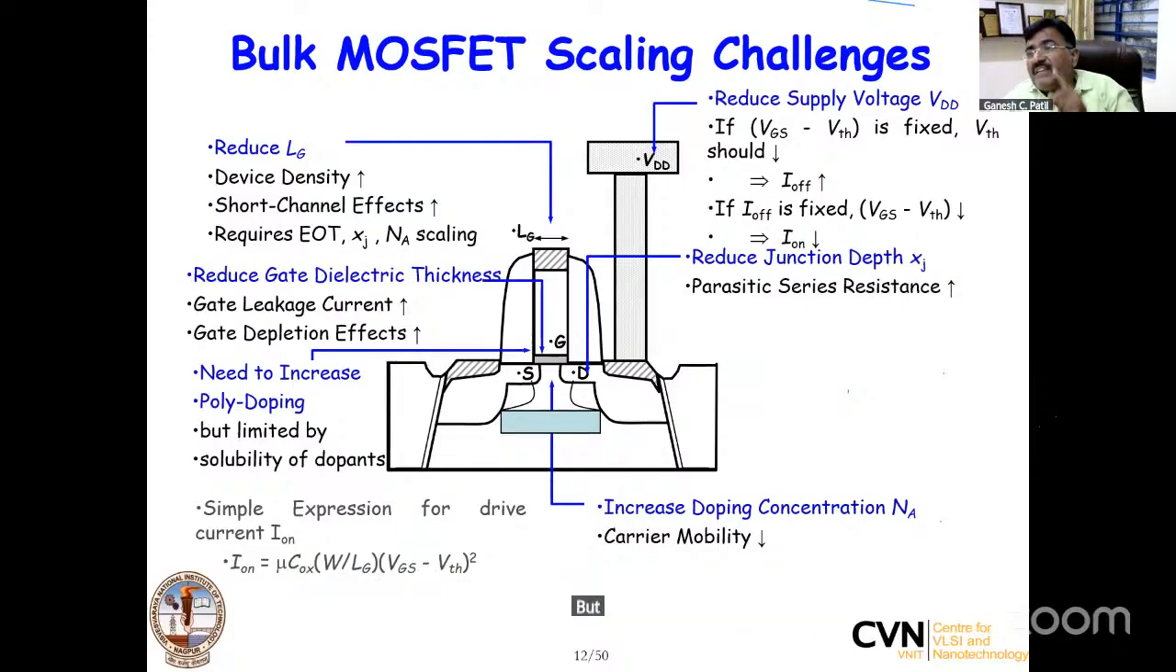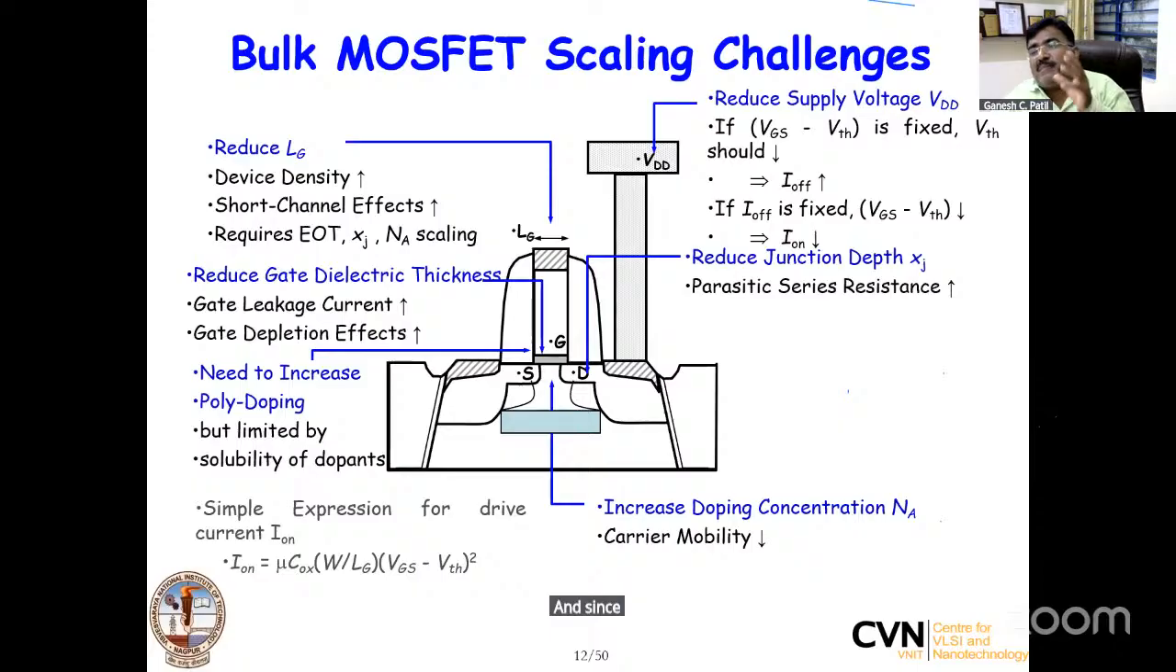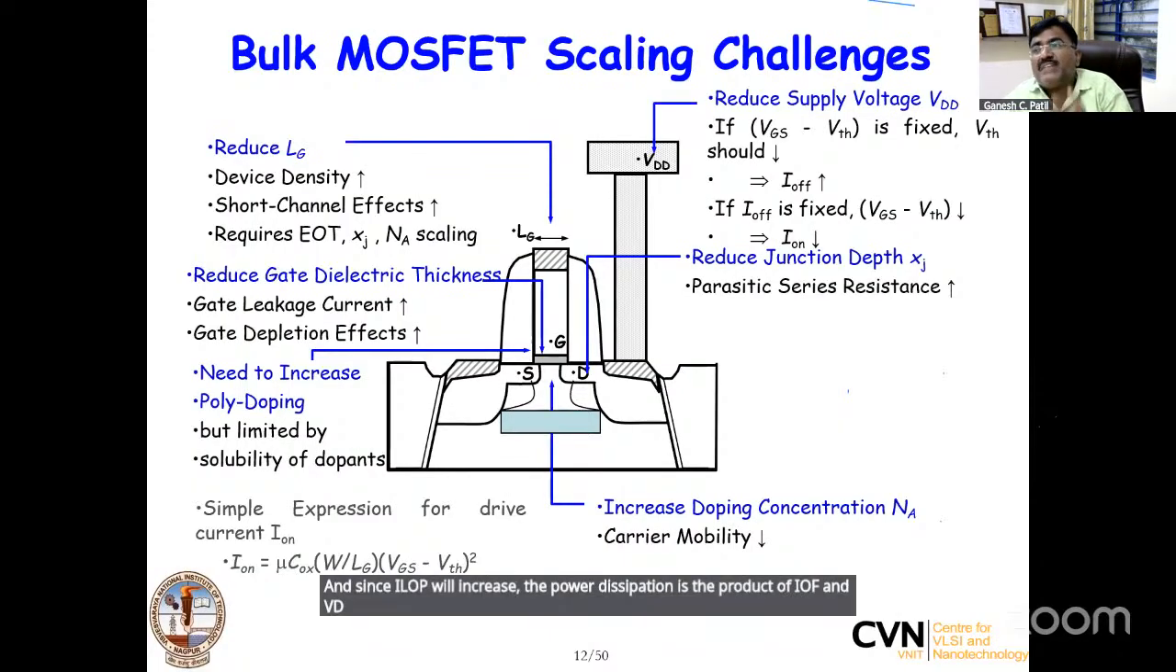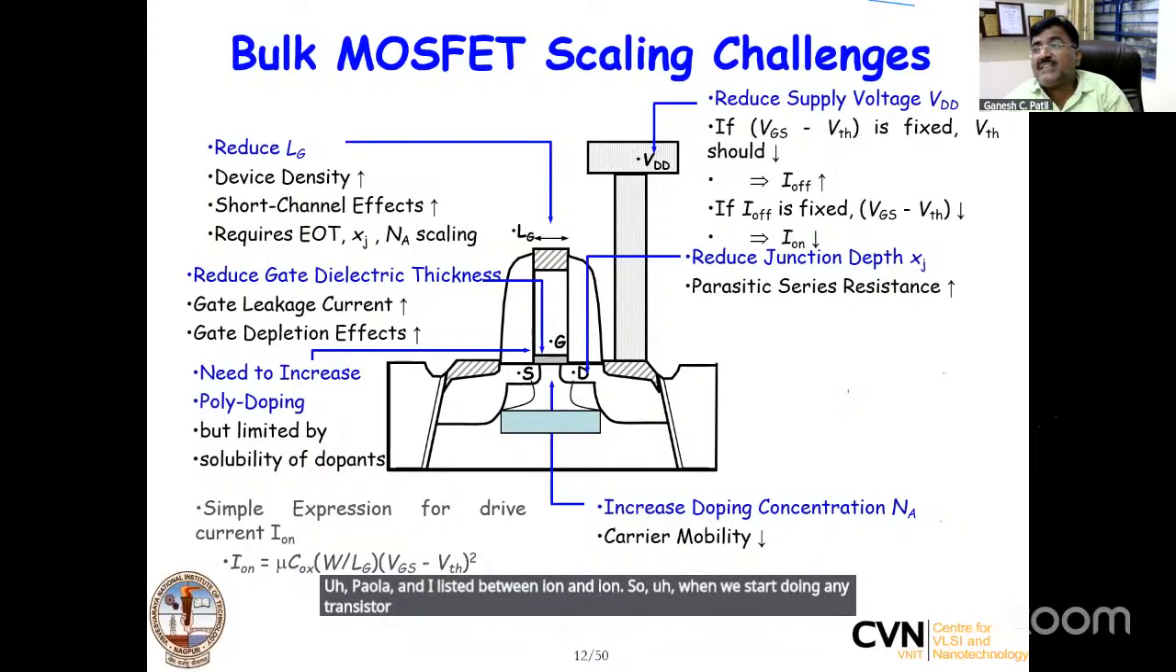But when we try to increase the ION, at the same time IOFF will also increase, and since IOFF will increase, the power dissipation, which is the product of IOFF and VDD, static power dissipation will also increase. So there will always be a trade-off between speed and power, and between ION and IOFF. So when we start any transistor or device research, people try to address the challenges for ION and IOFF as well.